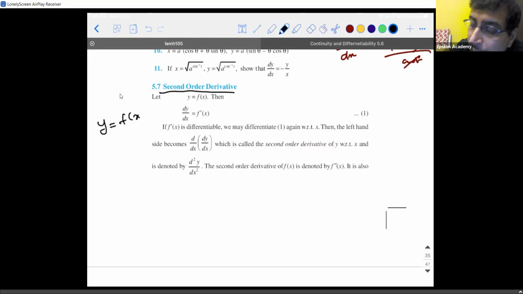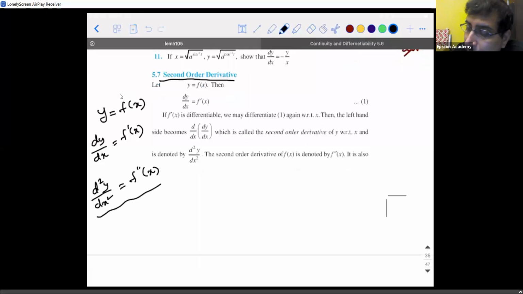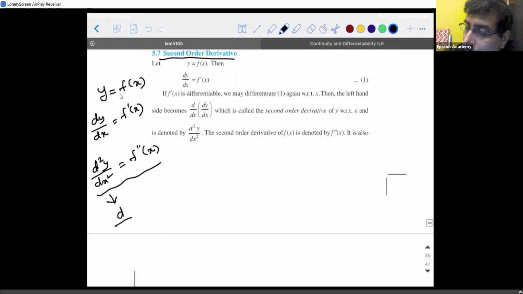So if the function given is y is equal to f of x, then differentiating it once will give you f dash of x. This is called the first order derivative. Till now, whatever we were doing is called the first order derivative. If I differentiate it twice, then it will give me d square y by dx square, which is nothing but f double dash of x. And this is what is called the second order derivative. As simple as that. This d square y by dx square is nothing but the derivative of dy by dx.